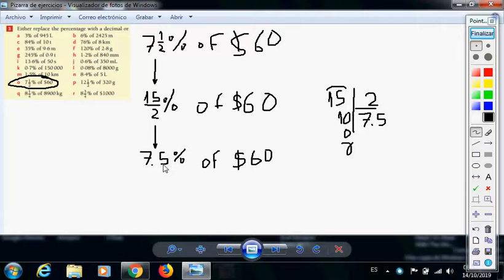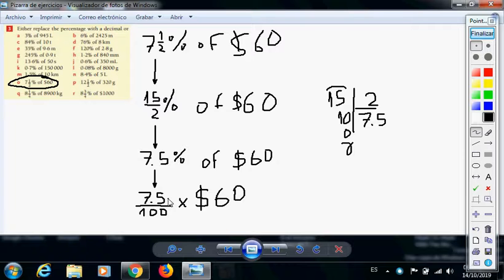At this point, I must transform this percentage into a fraction, and that is very easy. I put the same number, 7.5, and the denominator will be 100. Remember, every single time you have to transform a percentage into a fraction, you must place the same number as a numerator and a 100 as denominator. And this time we have to multiply 7.5 over 100 by $60.